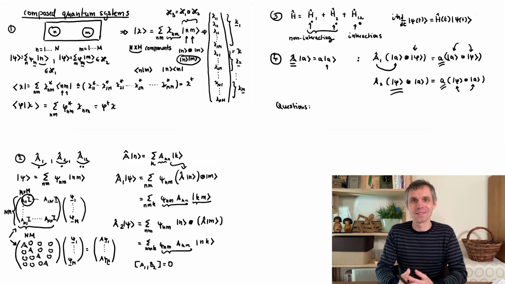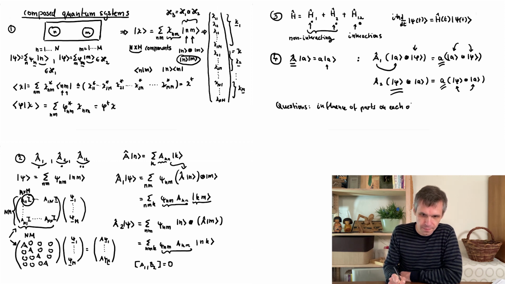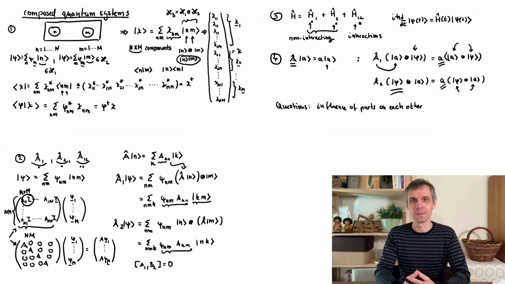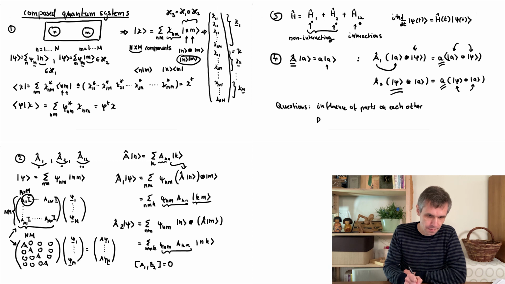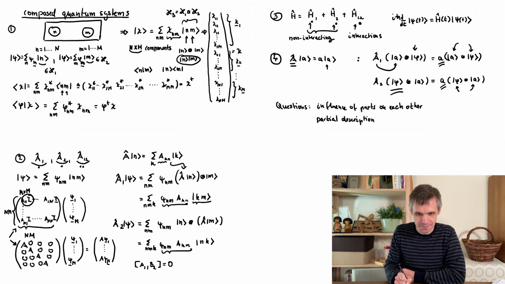How do the different parts of a quantum system influence each other? And how can we describe a quantum system when it is made out of several parts, but we maybe have only access to some of them? And in particular, what sort of information can we then still extract about this quantum system?